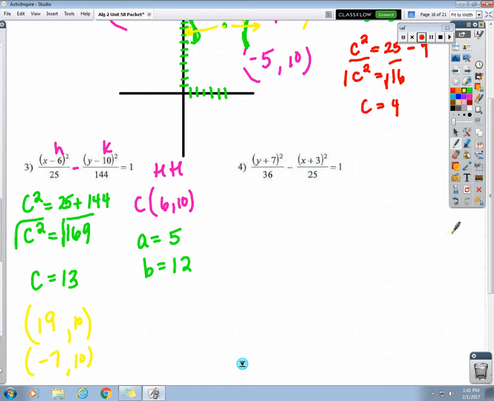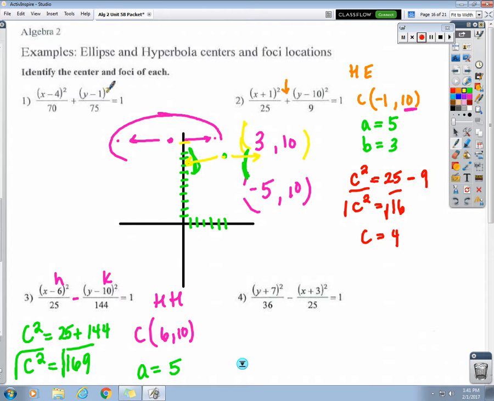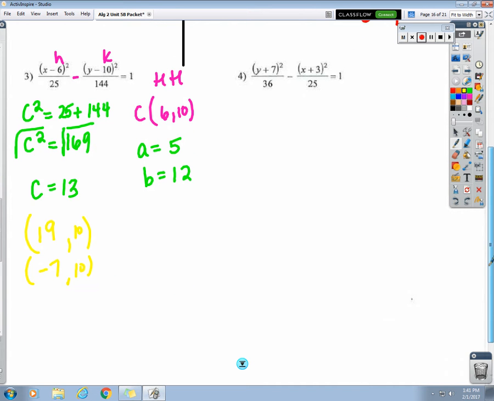The same way, this one was a vertical ellipse, so we added and subtracted our c value from the y value. And over here, since this was a horizontal ellipse, we added and subtracted 4 from the negative 1. The 10 stayed. We just did negative 1 plus 4, which is 3, negative 1 minus 4, which is negative 5. Okay, so let's look at number 4.